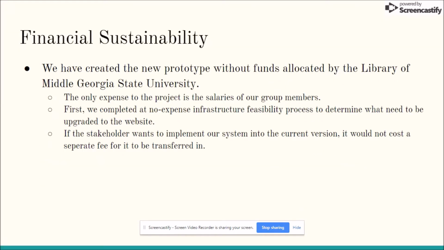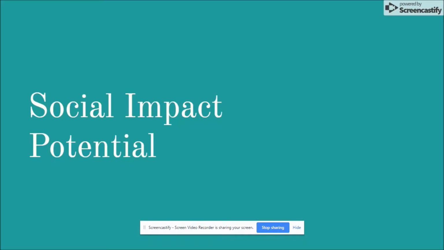Our prototype was created without any funds allocated by the library. The only expense to the project is the salaries of our group members. First, we completed a no-expense infrastructure feasibility process to determine what needed to be upgraded to the website. If the stakeholder wants to implement our system into the current version, it would not cost a separate fee to be transferred in. Next, I'm going to be talking about the social impact potential.